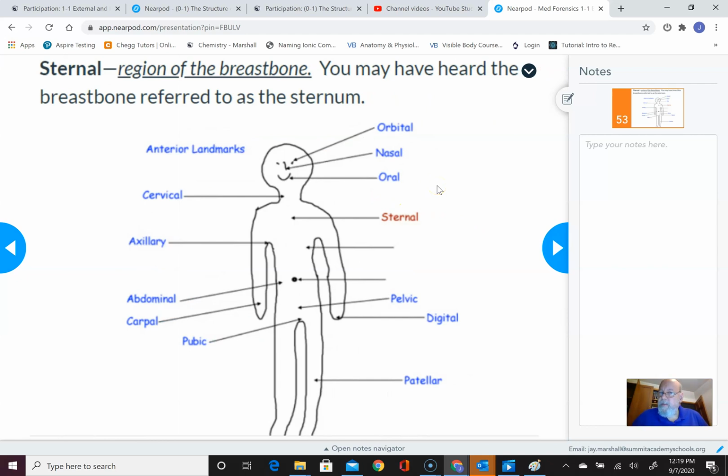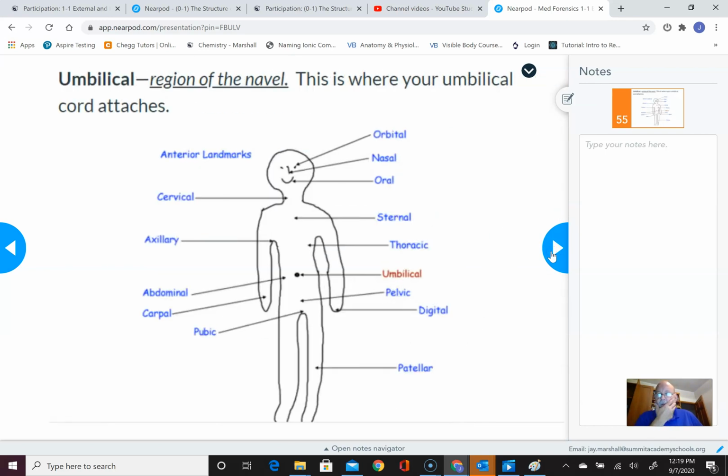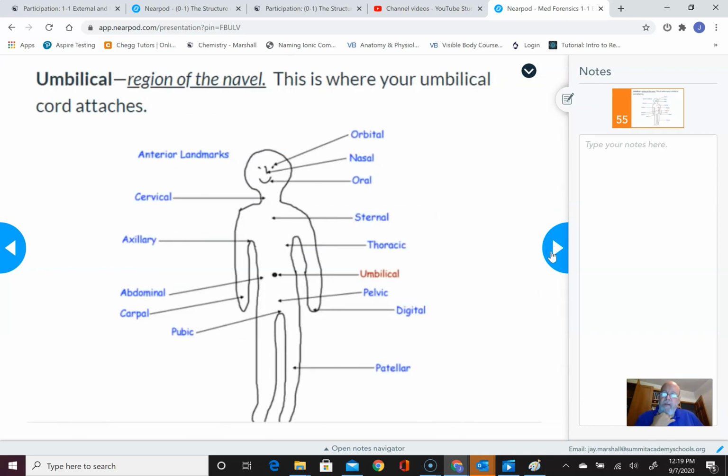The sternal region is the region of your breastbone. And then finally, for the anterior view, the thoracic region is the region of your chest. You're probably familiar with this term as a region in insects. And you will learn about the thoracic cage in musculoskeletal quizzes. Oh, and then finally, umbilical is the region of the navel. This is where your umbilical cord attaches.